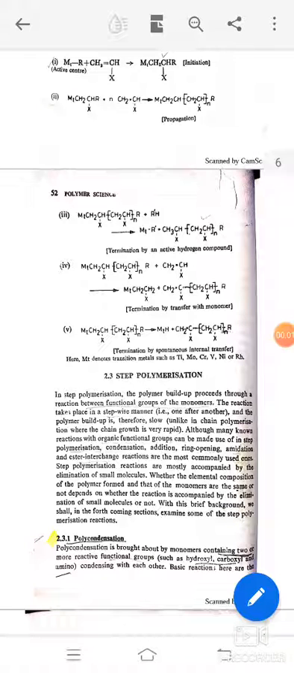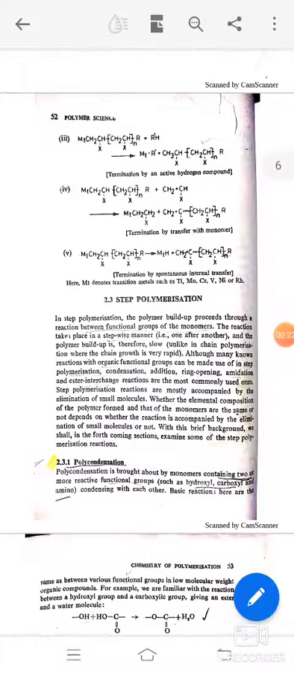We're discussing MSc Final Unit 3, Paper 7B. We're discussing polymerization. Some days ago, we discussed Ziegler-Natta catalysis. Now we discuss step polymerization.